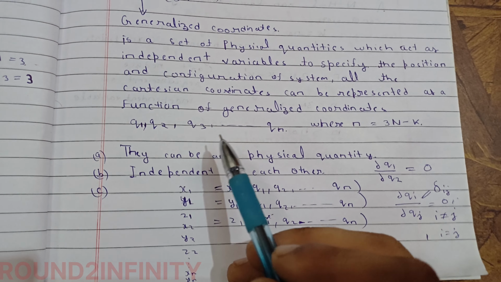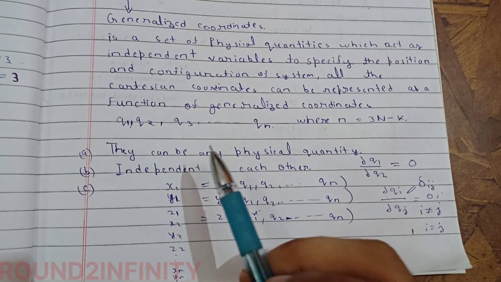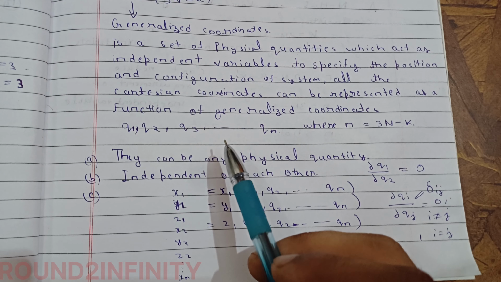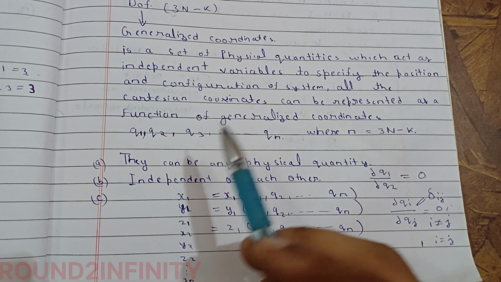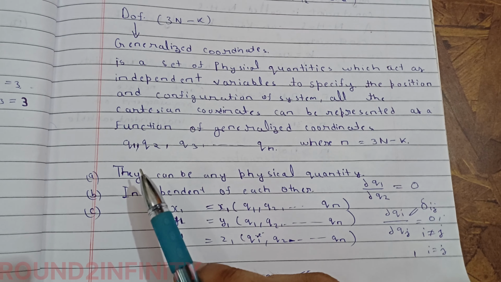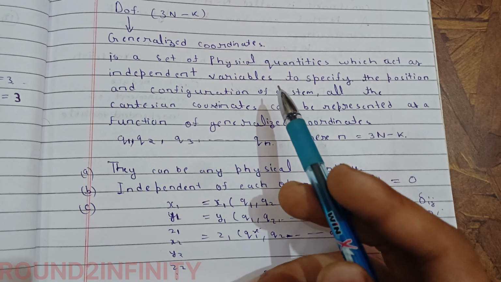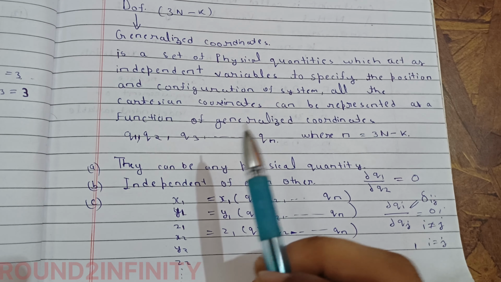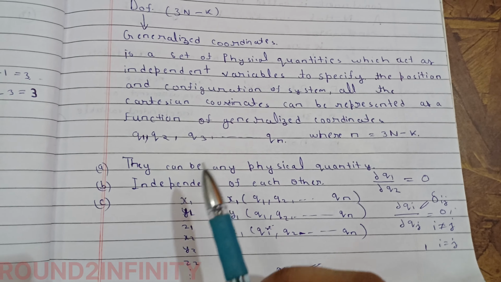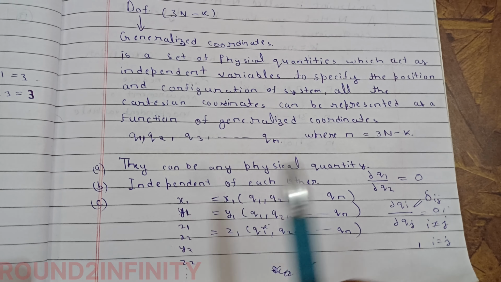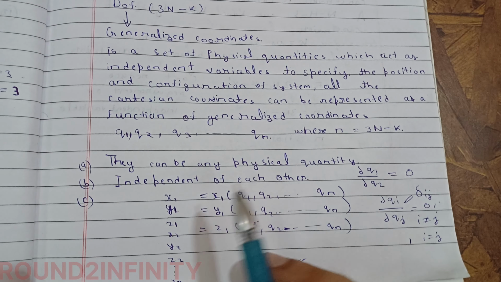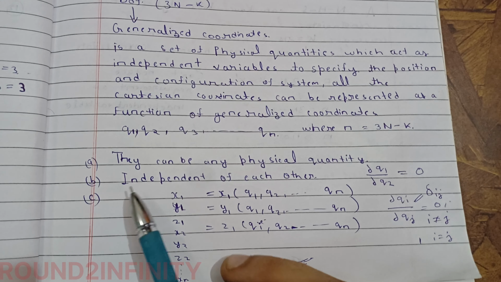And these generalized coordinates can be any physical quantity. They don't need to be distances only. In real space, we describe only the x distance, y distance, z distance. But here these generalized coordinates can describe even velocity, temperature, any physical quantity. They should be independent of each other. That's the only condition.